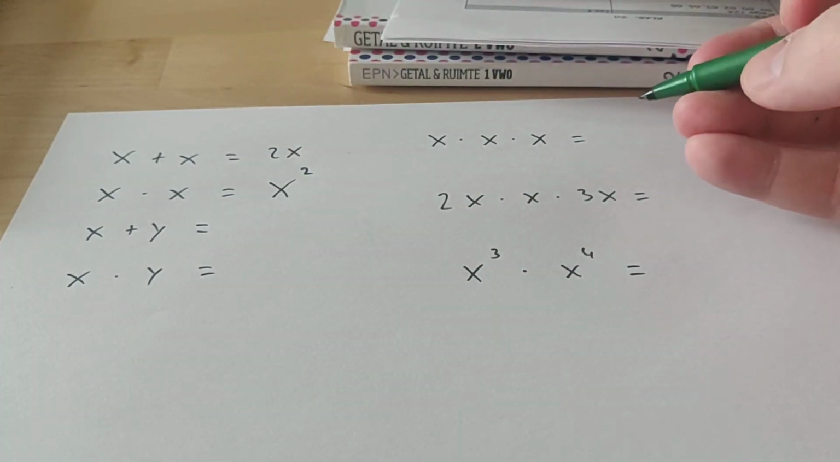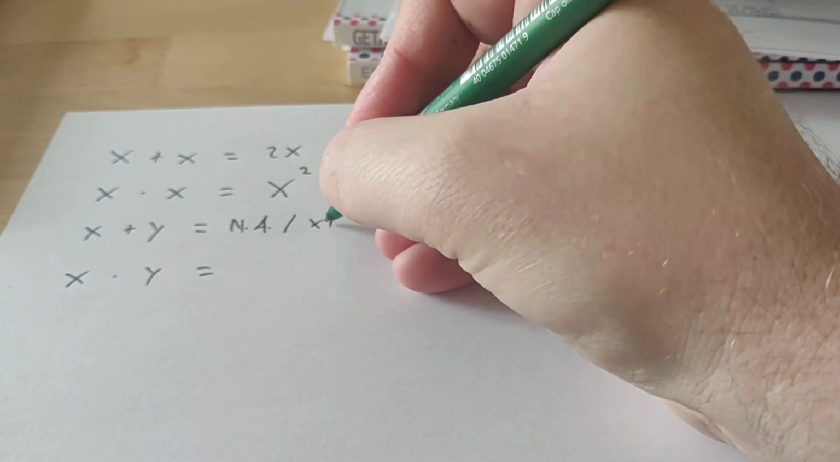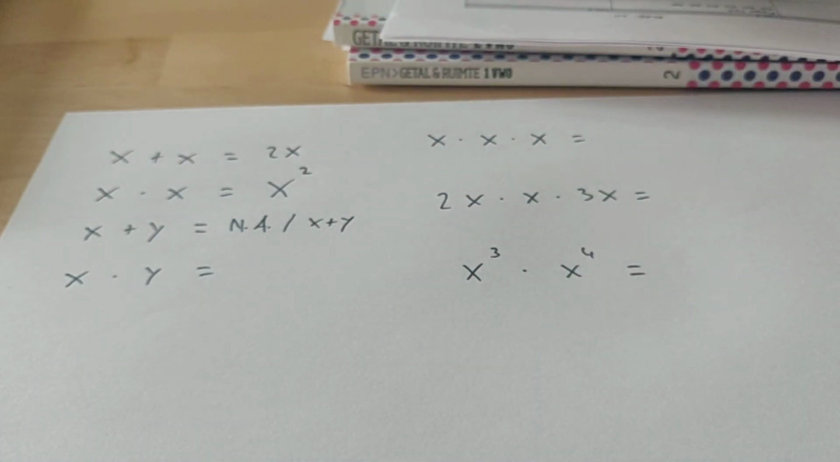If you have x plus y, you can't do that. So you can write down no answer, or you can write down x plus y. And if you have x times y, well actually you also can't do that, but you can write down without the times symbol. So x times y is xy. So this is how that works.